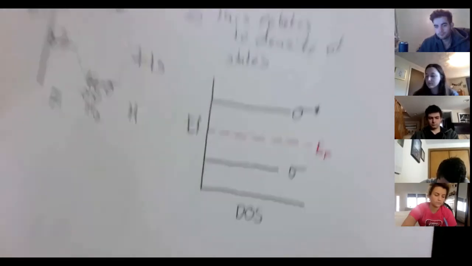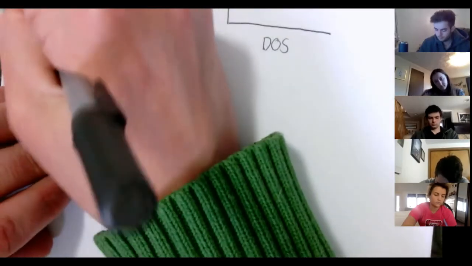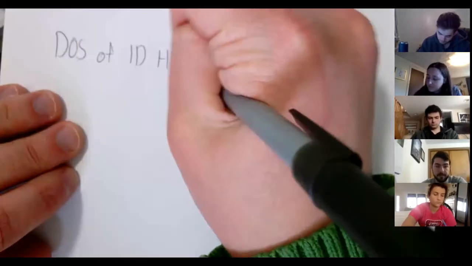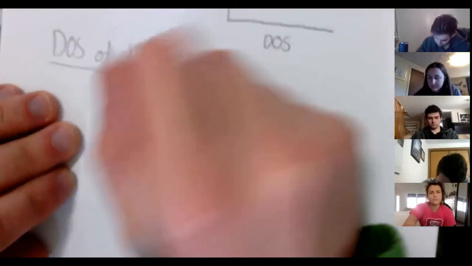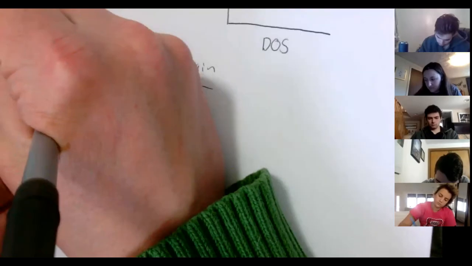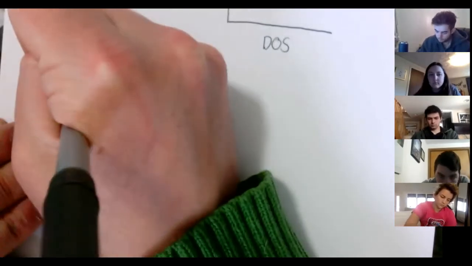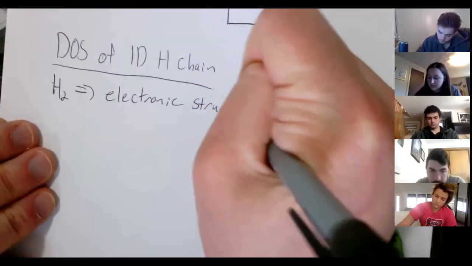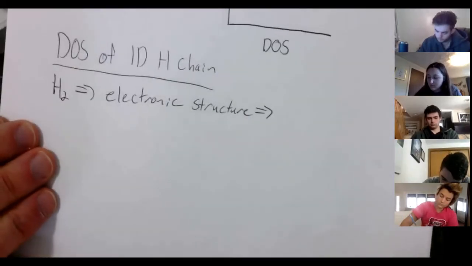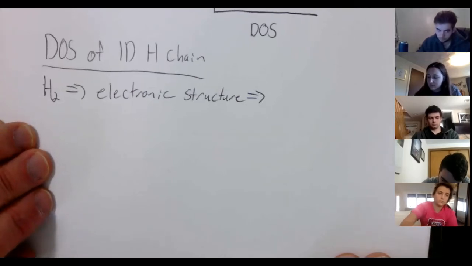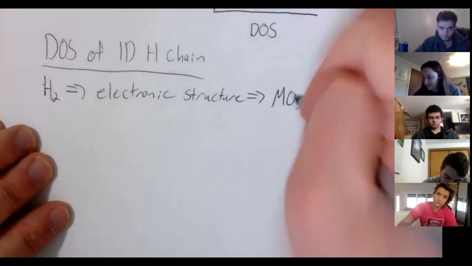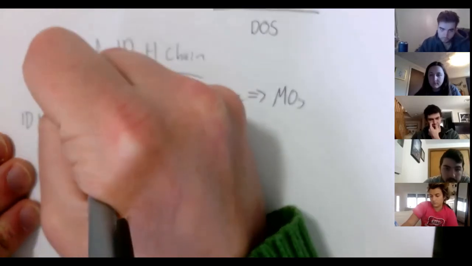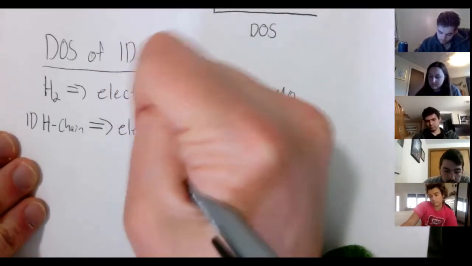Now let's look at the DOS of the 1D hydrogen chain. Okay, so for H2, we had to consider the electronic structure. And what did that mean for a molecule? What do we have to look at? Molecular orbitals. Yep, MOs. Now we're considering a 1D hydrogen chain. We still want to look at that electronic structure.